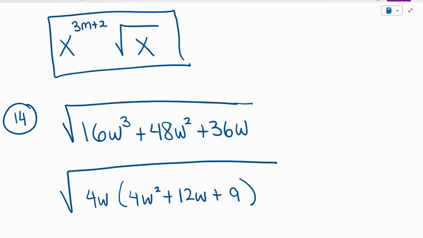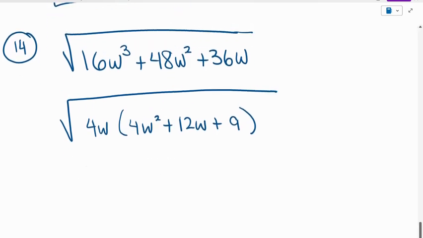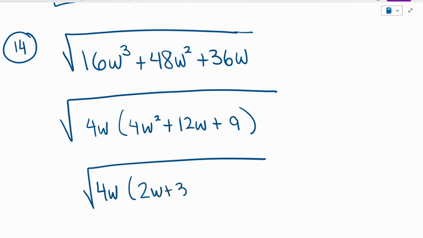9. Now, between multiplication, can I treat them separately? Absolutely. When it's multiplication between it, I could sort of look at it as the square root of 4w times the square root of this whole thing. But I am going to factor. I am going to factor the 4w squared plus 12w plus 9. And this ends up becoming... times the quantity of 2w plus 3 squared.